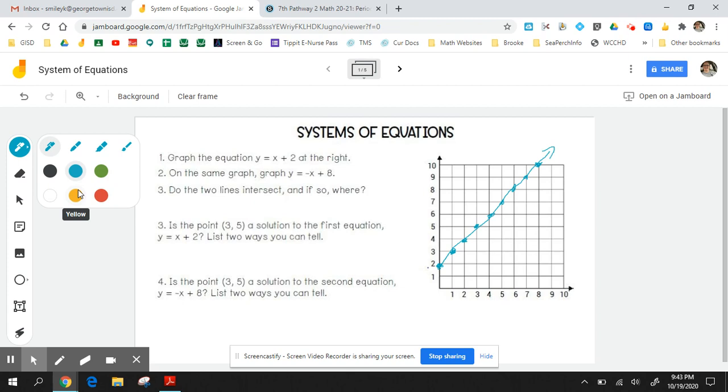All right, so now let's look at number 2. I'm going to change my color so you can see a little bit of difference. Red, on the same graph. We're now going to graph this one. It starts at the 8, because this is our y-intercept. So I'm going to start up here, 0, 8. And then I have a negative sloping graph, and it's a -1. So I'm going to go down 1 and over 1 every time.